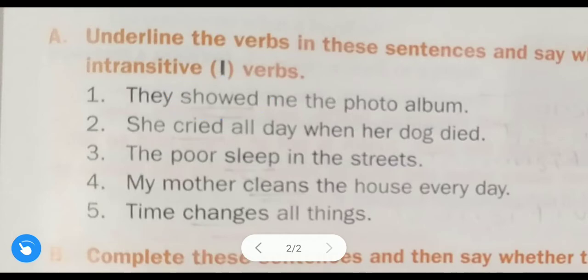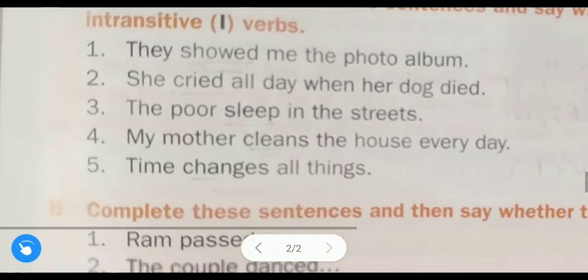But in this sentence, the object doesn't receive the action of the verb. You don't get the answer. See, let us frame the question again. What she cried or what did she cry? Even this question doesn't make sense and you don't get the answer, because in this sentence the object doesn't receive the action. That is why this verb cried is an intransitive verb.